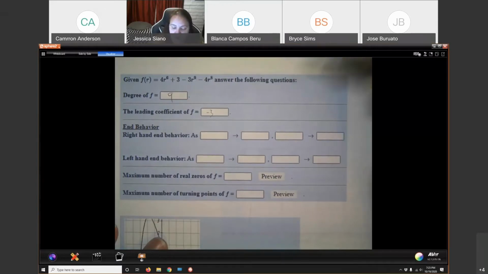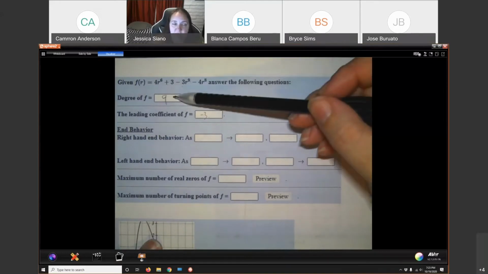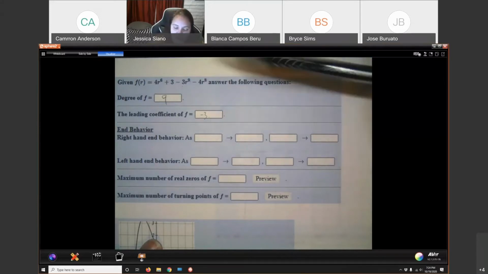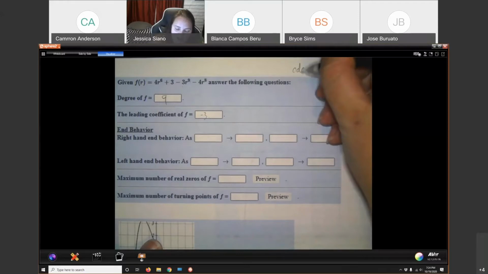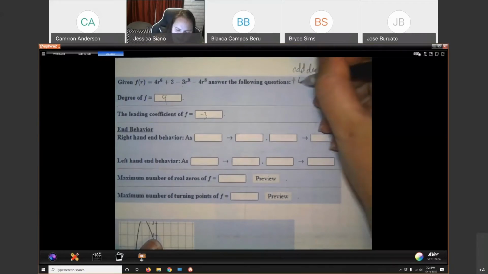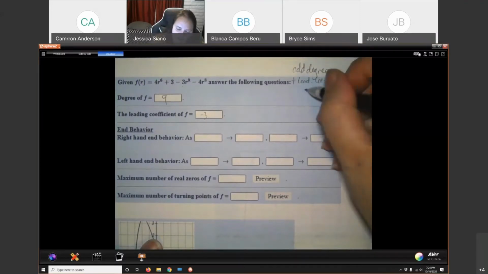Now, there are 4 different types of end behavior, and end behavior depends on 2 things. It depends on whether your degree is odd or even, and whether your leading coefficient is negative or positive. So if we had an odd degree and a positive leading coefficient, then my end behavior would look like this.